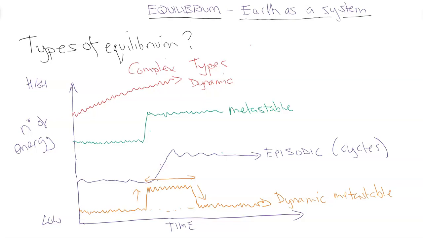So this one could be an ice age. Great example would be an ice age. The northern hemisphere goes through an ice age, like we have done for the last 2.6 million years, a cycle of ice ages, interglacial, glacial periods, and that will be a great example of dynamic metastable equilibrium.